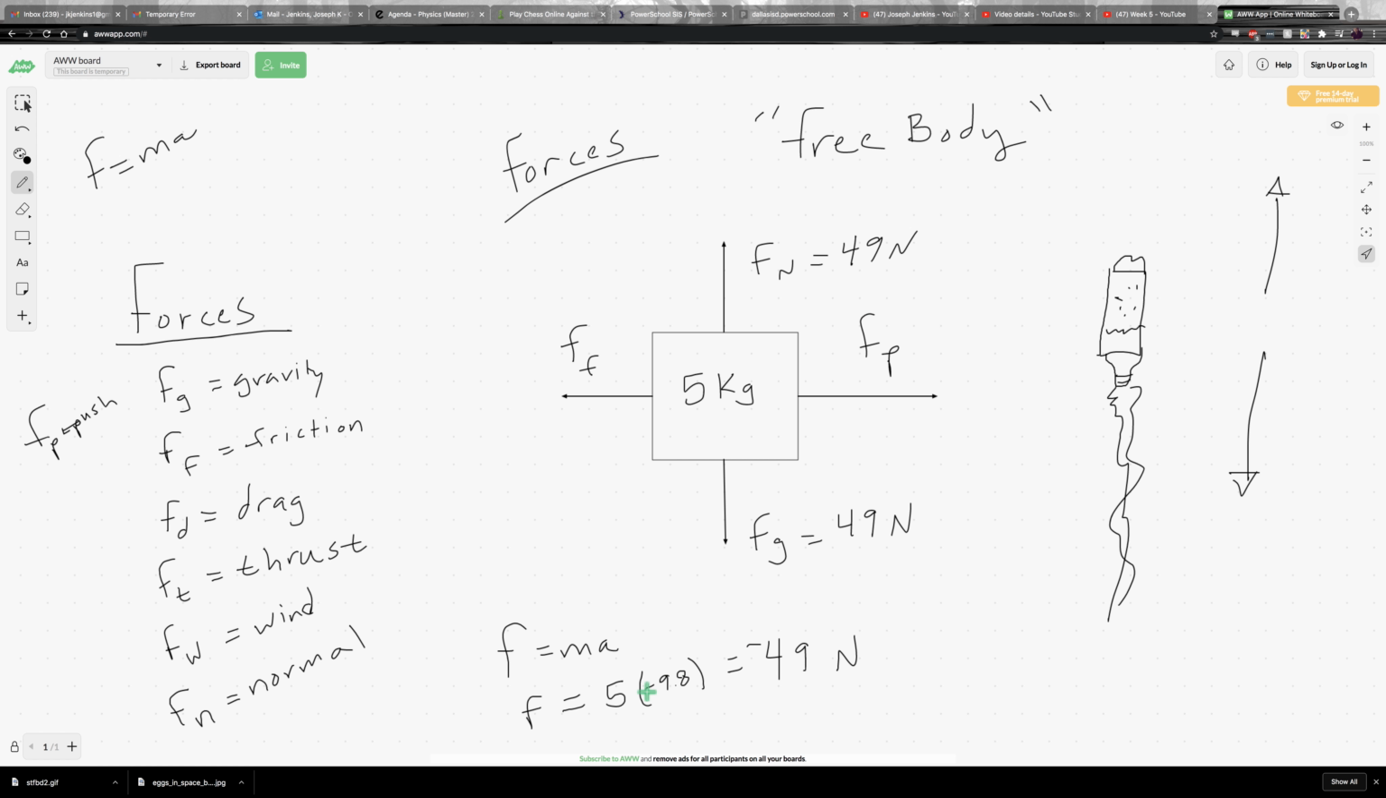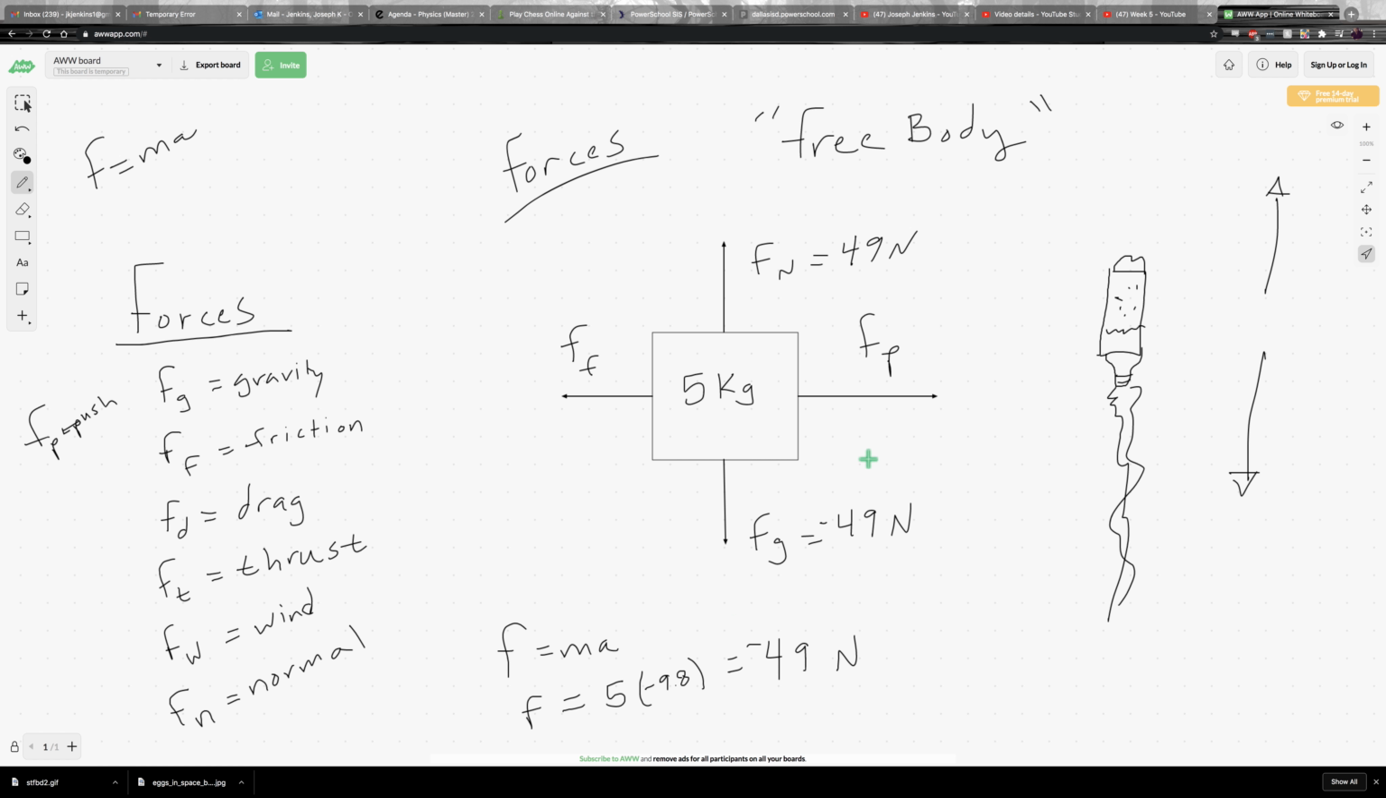I neglected to put that because 5 times negative 9.8 is negative 49. The normal force is going to be positive 49 because these are vectors. They have directions, right? Gravity pulls down, the normal force pushes up. So if this is negative and that's positive, guess what? It nets out to 0, right? So we have up and down a net of 0.